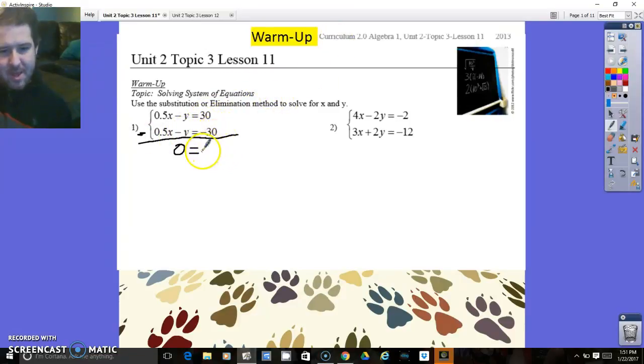30 minus negative 30 is 60. Now, that is not true. 0 does not equal 60. So in this case, this means that this has no solutions because these happen to be two lines that are parallel to each other.